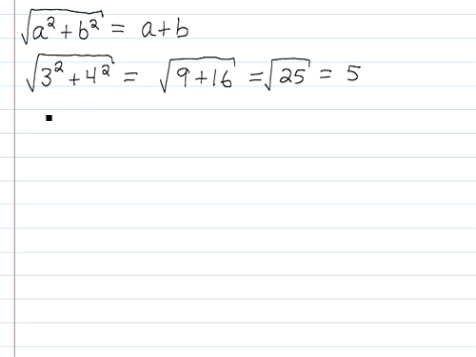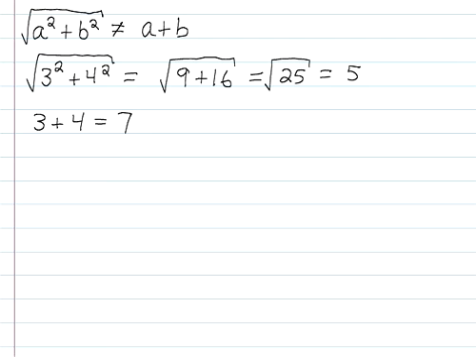Now if I try the simplified version, that's just 3 plus 4, which is 7. And so you can see just by trying some numbers that that simplification doesn't work. So I'm going to go up here and put a slash through the equal sign. So those are not the same. Those are not equal. You can't do that. And the reason is because of the addition.